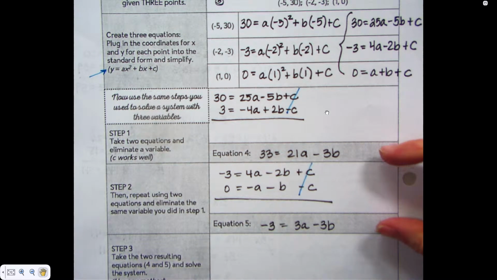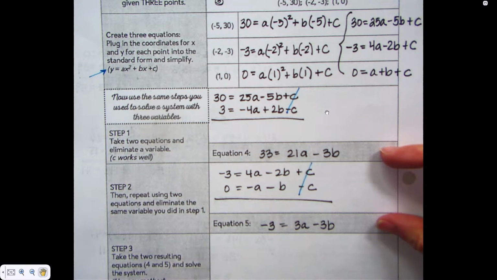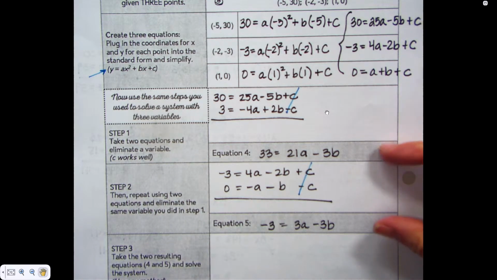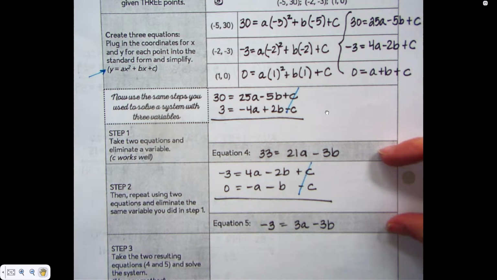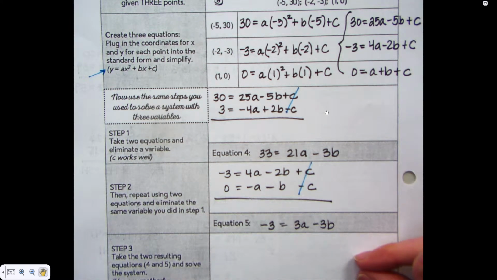So now I have these 2 equations that both have 2 variables in the same system. And I'm going to combine equations 4 and 5 here, right? We started with 3. We've got 2 more, but they're smaller. And we're going to combine those 2 so that we can get down to 1 variable and solve for that.